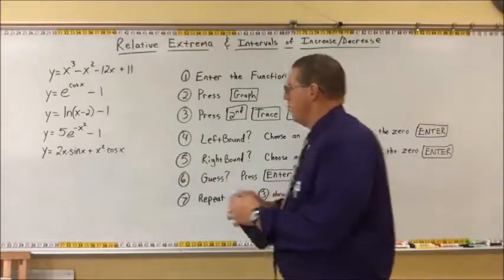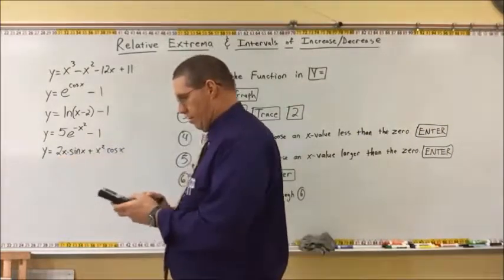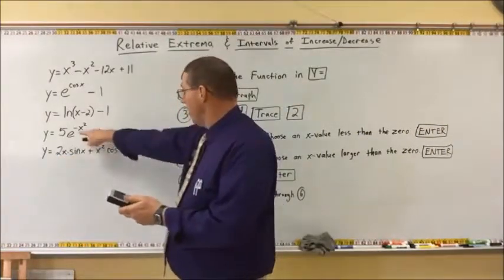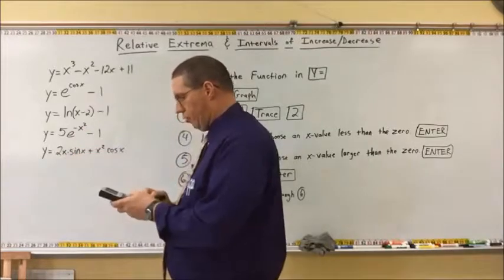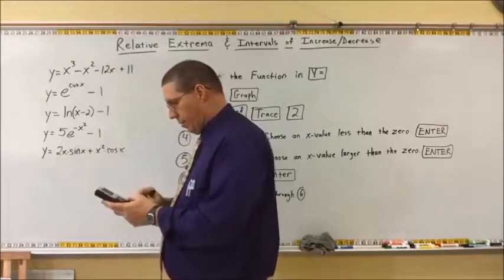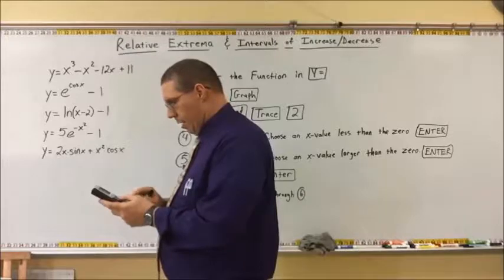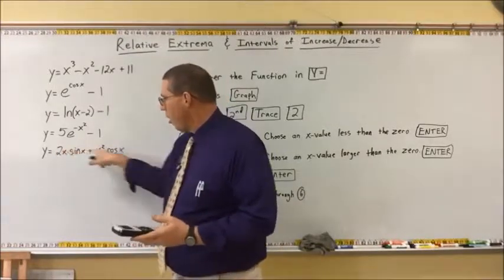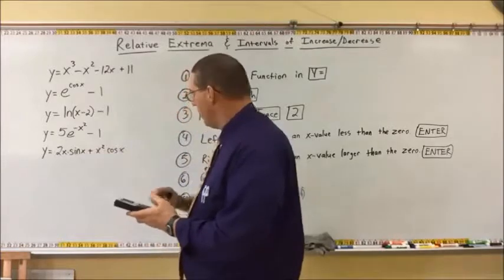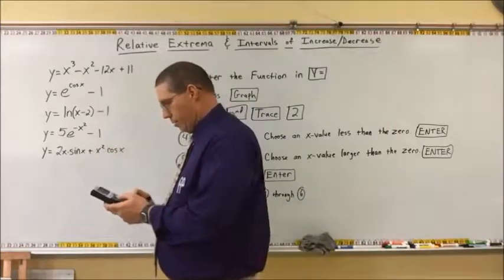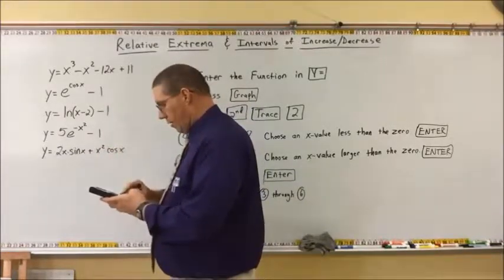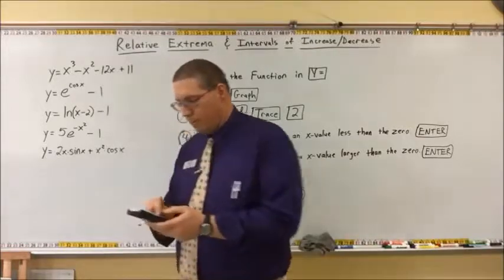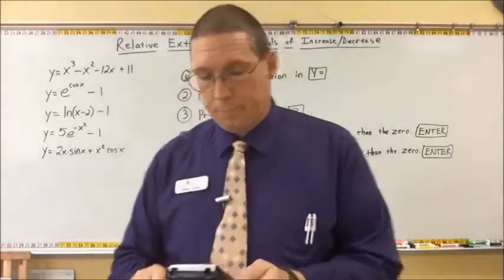All right, put in 2x. Now I got to clear out this one, and then under y1 I'm going to put in 2x sine of x. I don't know if you notice it, but this is actually a derivative. This is actually a product rule derivative. And then we'll hit plus x squared times cosine of x. Make sure you're in radian mode. Then we're going to hit the graph button.